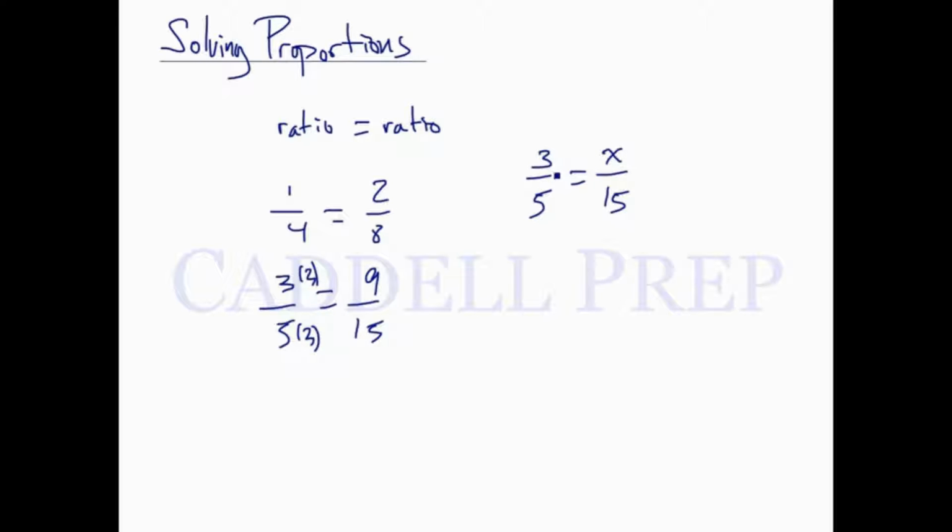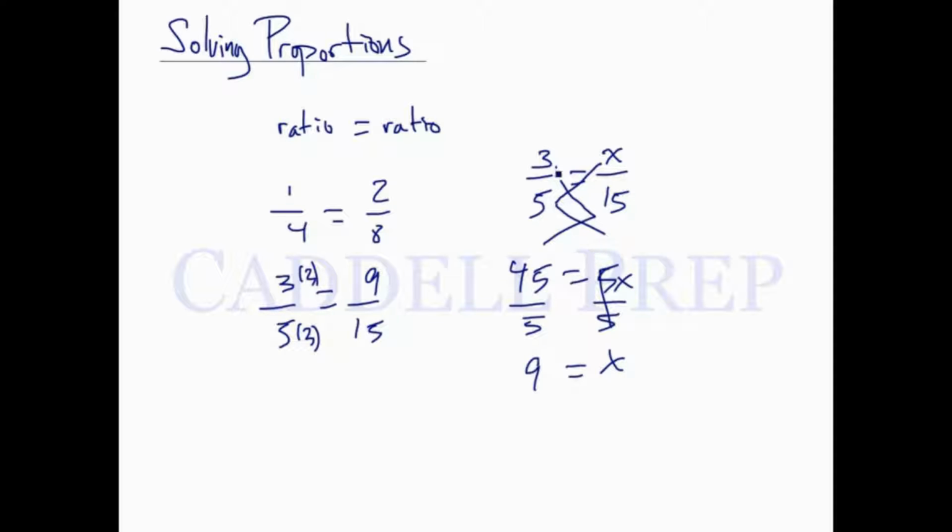But something we can do is cross multiply. So we do 3 times 15, which gives us 45, and x times 5, which gives us 5x. So now we have a regular equation we can solve. Divide by 5, divide by 5, and then 45 divided by 5 is 9. So we get that x equals 9, just like we expected it to be.